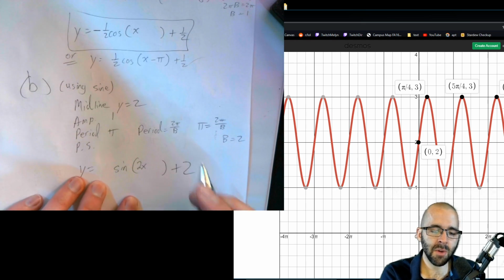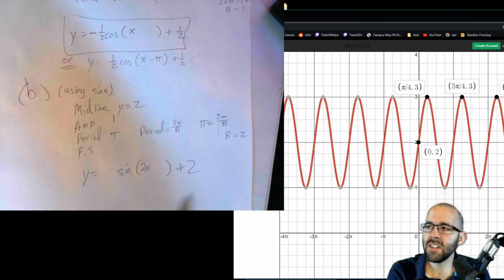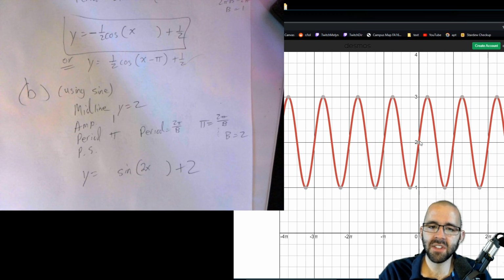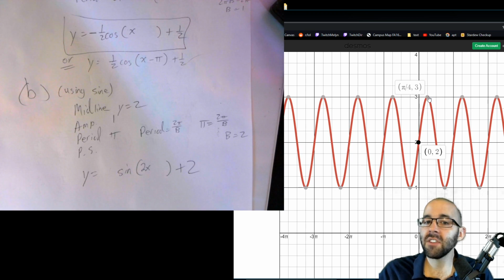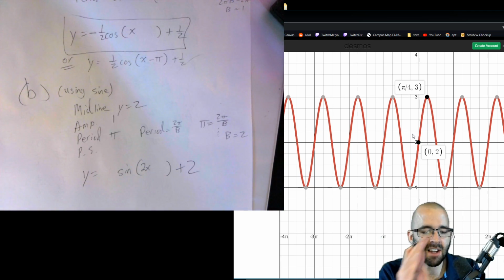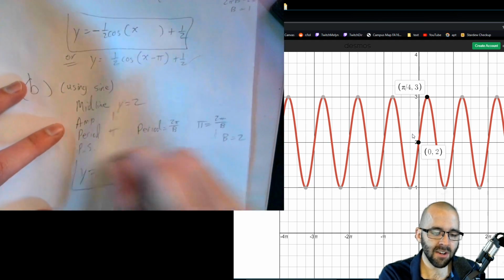So it's going to be sine 2x. And then is there a phase shift here? No. Sine starts in the middle. If this were cosine, we'd need a phase shift because cosine starts up here. But it's sine. Sine starts in the middle. We're already at the middle. We don't need a phase shift. Phase shift moves things to the side. So that's our final answer.